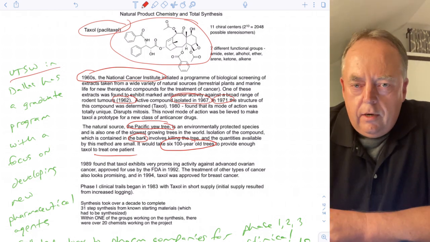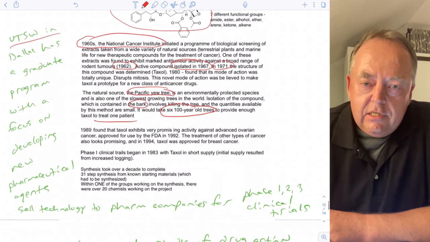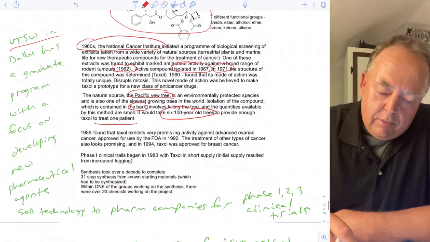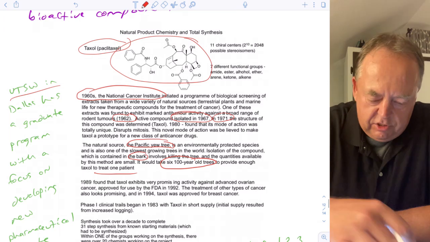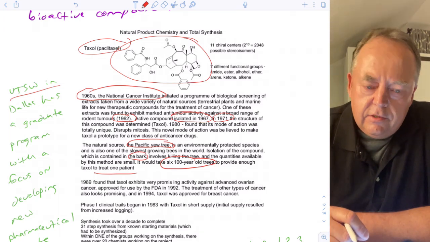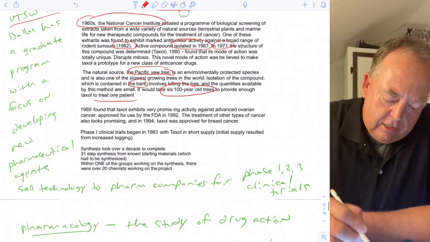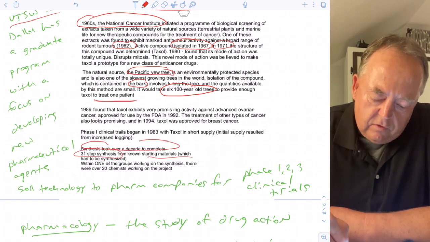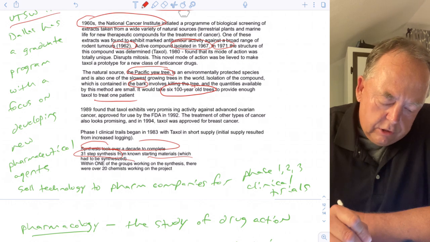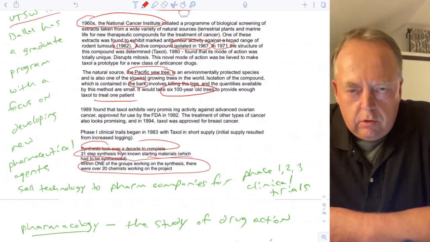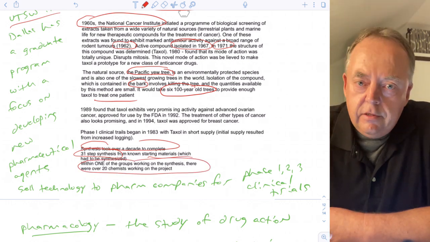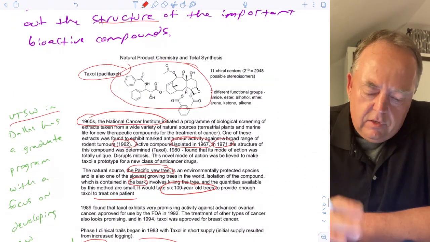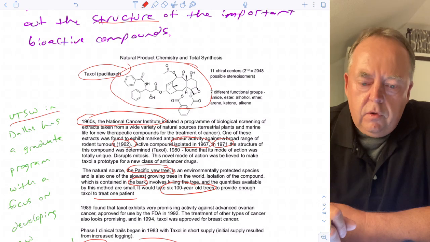So this is where synthetic organic chemists step in and figure out a way to synthesize this. It's a complex molecule. Once you take organic chemistry, a structure like that would make total sense to you. But it took 10 years to synthesize. It is a 31-step synthesis from known starting materials. One research group working on this had over 20 chemists working on the synthesis of this one molecule alone. So a lot of effort goes into developing new pharmaceutical agents.